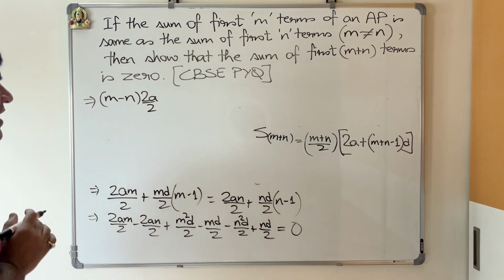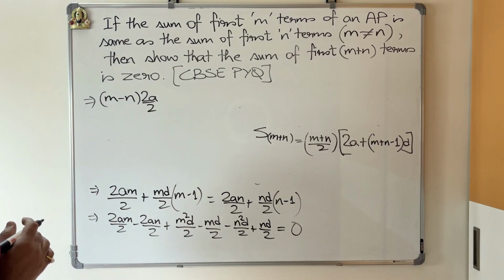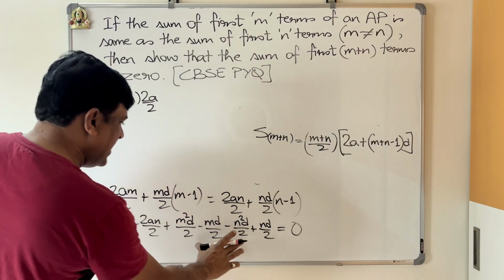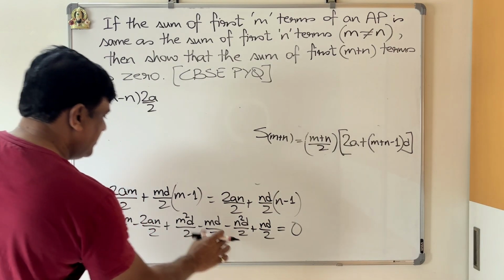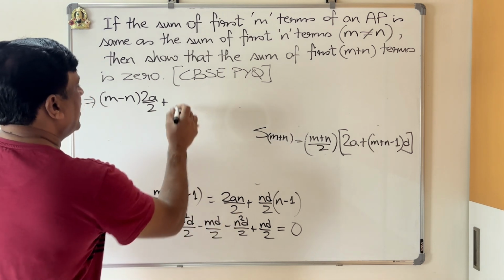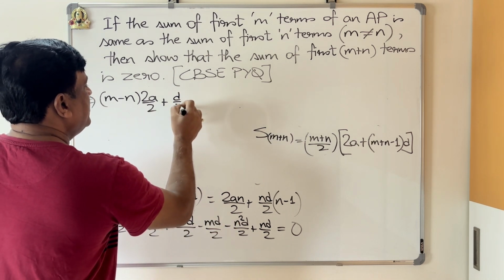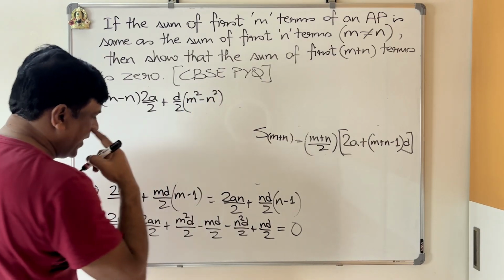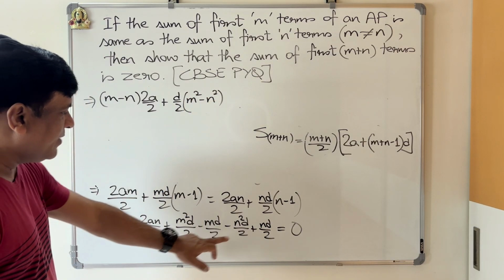Okay, I'll leave it like this. It was the sum of first m plus n terms. So here what do I get? I'll take these two terms common over here. So I get md square and nd square. So I can take d by 2 common. This becomes m square minus n square. Right? I get d by 2 times m square minus n square.